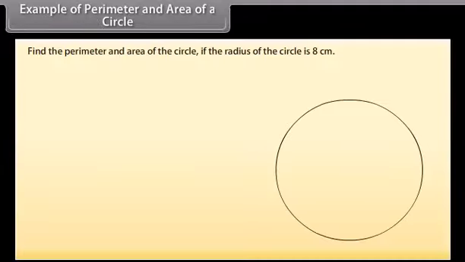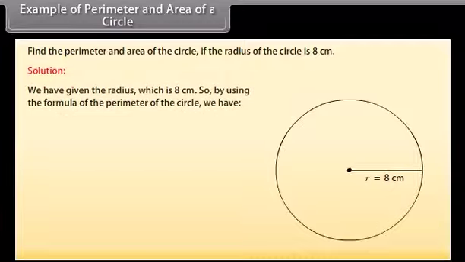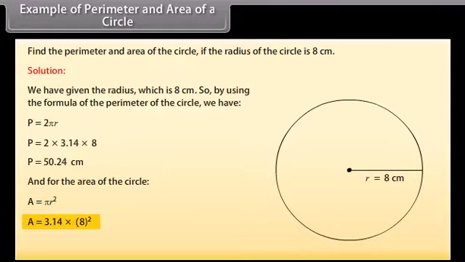Example 2. Find the perimeter and area of the circle if the radius of the circle is 8 centimeter. Solution. We have been given the radius, which is 8 centimeter. By using the formula of the perimeter of the circle, we have P is equal to 2 pi r. P equals 2 into 3.14 into 8. P equals 50.24 centimeter. And for the area of the circle, A is equal to pi r square. A equals 3.14 into 8 square. A equals 200.96 centimeters square.